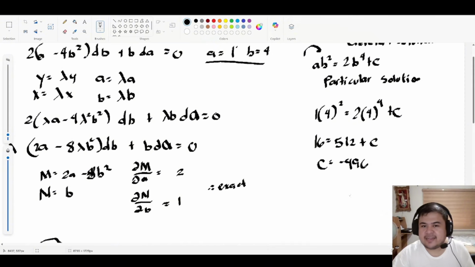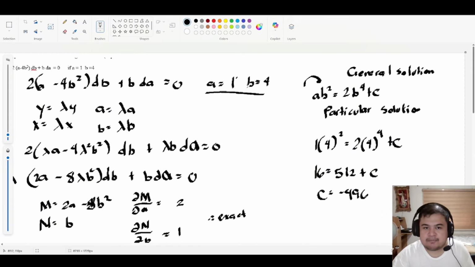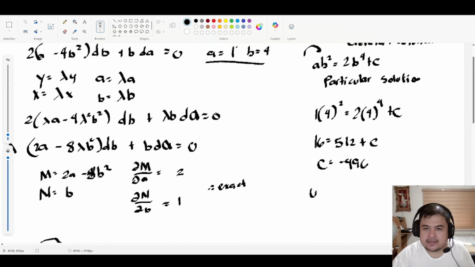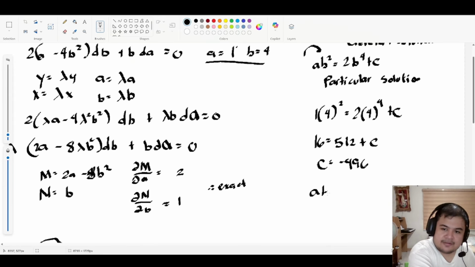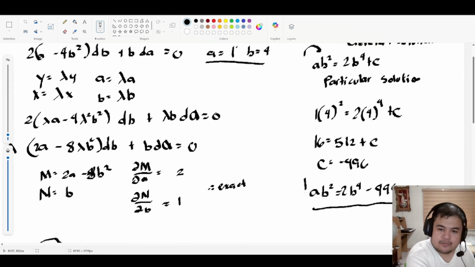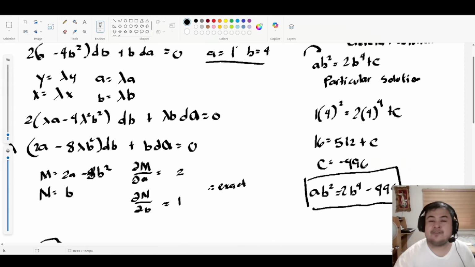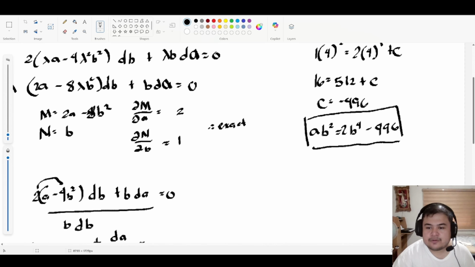We know the value of C already, pertaining to this point, meaning this equation goes through this point. This particular solution answers your differential equation, and it also answers your specific condition, which is a equals 1 and b equals 4. Long story short, when you have an initial value problem, you substitute the initial value to get the value of C. This is your particular solution.